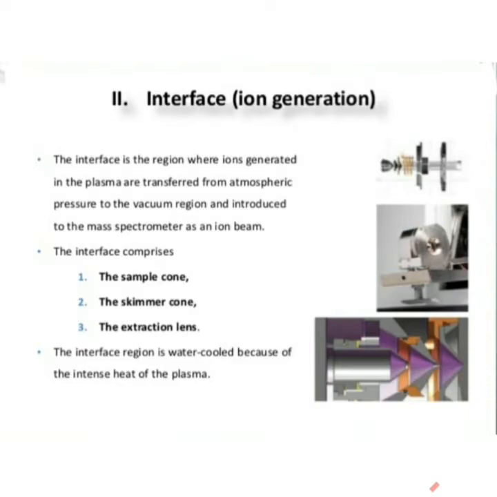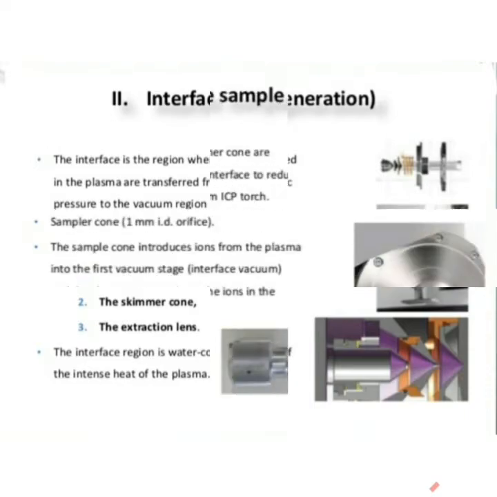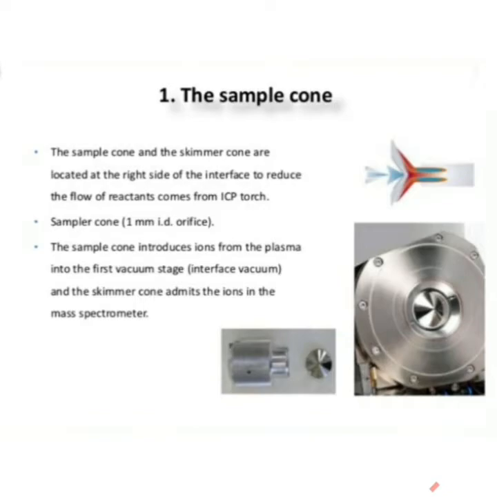What is the sample cone? The sample cone and the skimmer cone are located at the front side of the interface to reduce the flow of gas coming from the ICP torch. Sampler cone diameter is 1 mm. The sample cone introduces ions from the plasma into the first vacuum stage of the interface, and the skimmer cone admits the ions into the mass spectrometer.